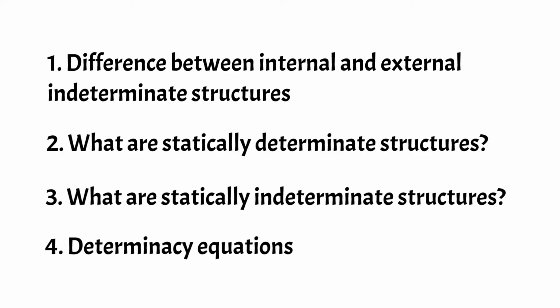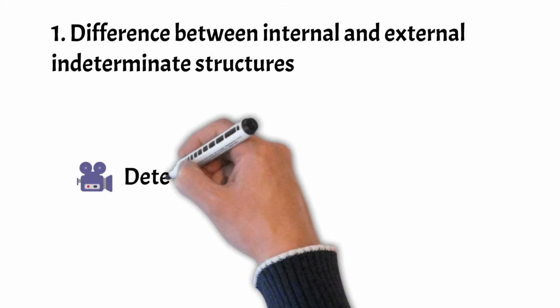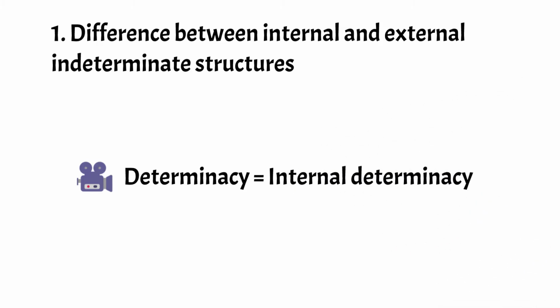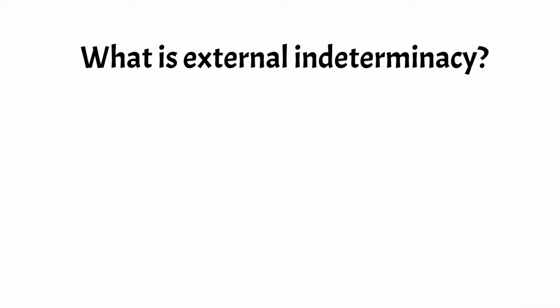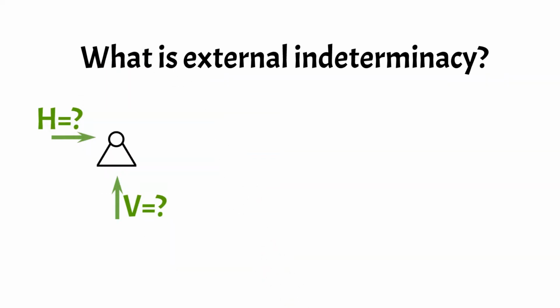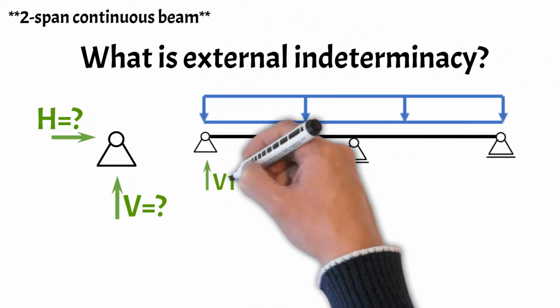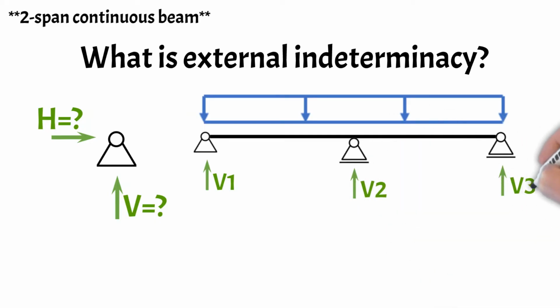So let's get started. Before we explain what external and internal indeterminate structures are, we first have to mention that when we talk about determinacy and indeterminacy in this video, then we mean internal determinacy instead of external. Alright, so what is external indeterminacy? So if the reaction components can't be calculated, then the structure is externally statically indeterminate. In easy words, if the static system has too many supports. An example of this is the three-span continuous beam, where we have 4 reaction forces but only 3 equilibrium equations.